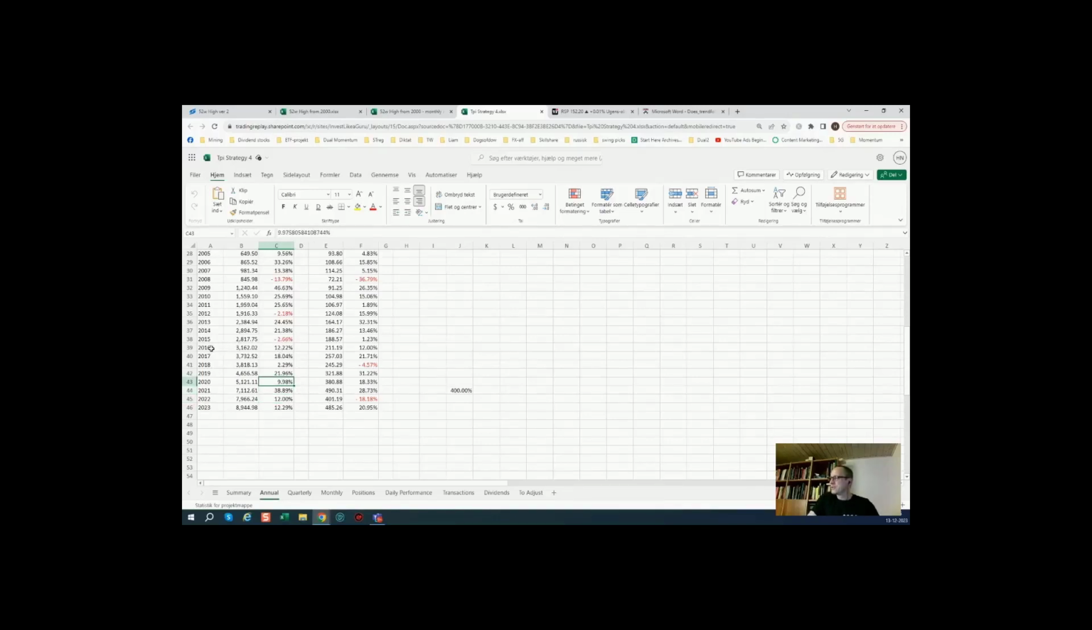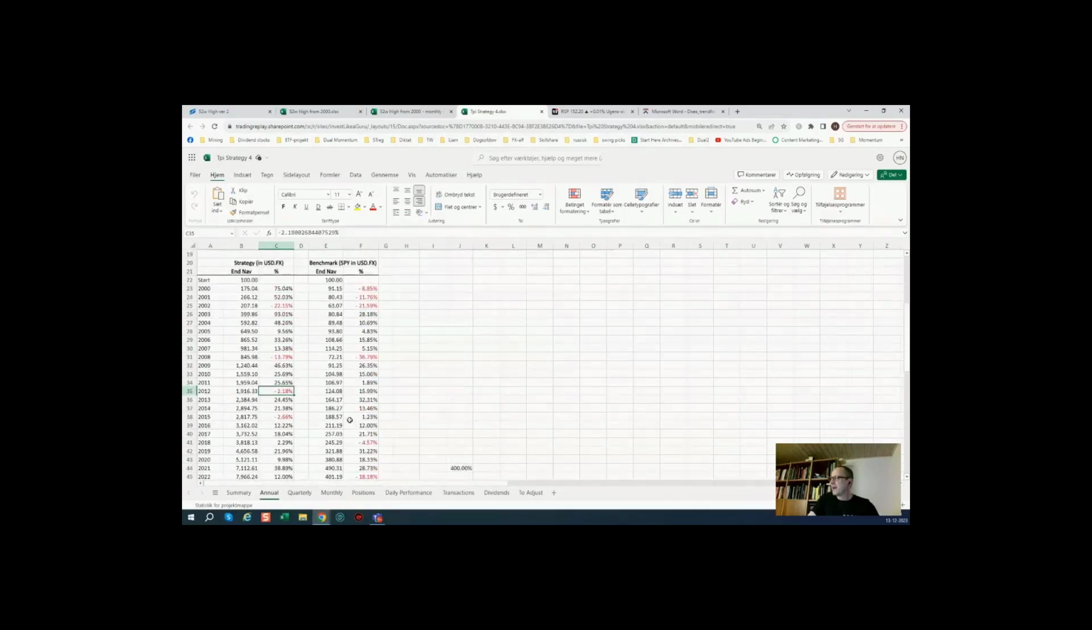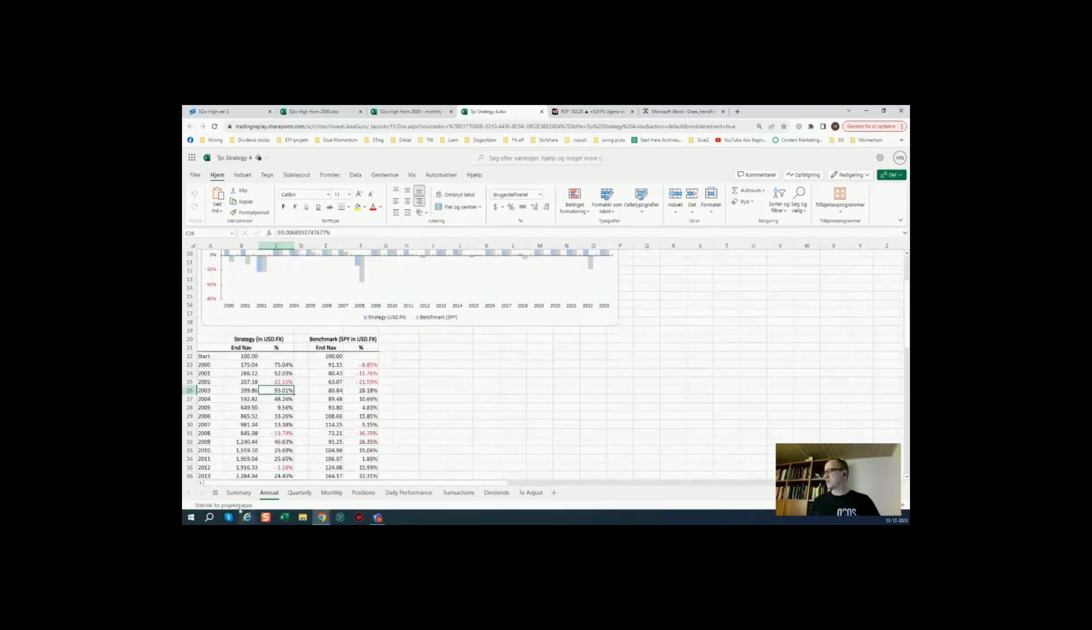I haven't had a losing year since 2015 here, where it had minus 2.6. Also had 2012 here. And the worst year in this was actually 2002 and the dot-com crash with a minus 22%, roughly the same as the market. But the two years before and the year after were absolutely amazing. So these are the stats for the strategy.